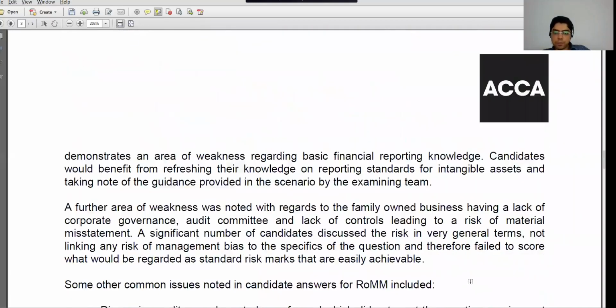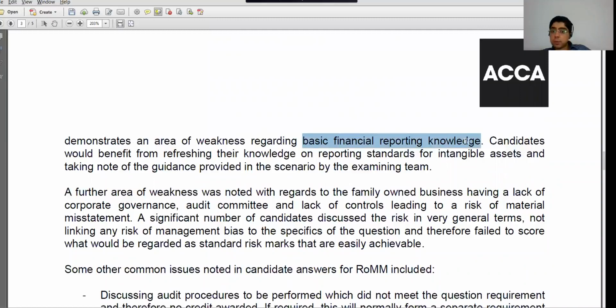Basic financial reporting knowledge, if you're lacking that, that's going to trouble you in the paper. So candidates would benefit from refreshing their knowledge on reporting standards. And I've already helped you partially by providing the first batch. I've already released the first batch of my accounting standards one-pager notes for some 16 accounting standards. I'm going to do that for the remaining accounting standards in a week or two's time, so that you can work on that.